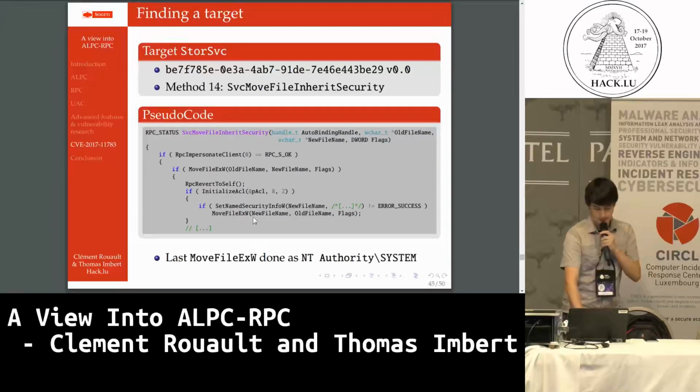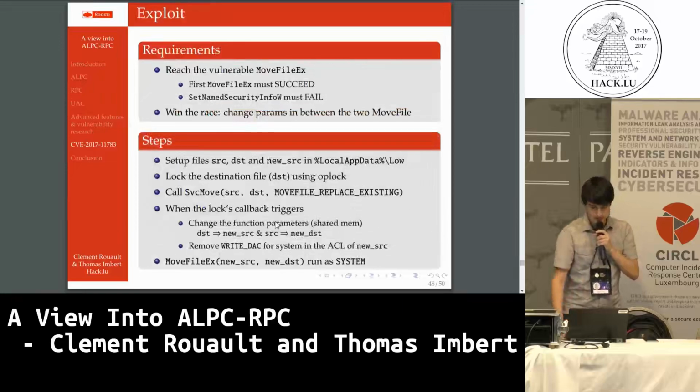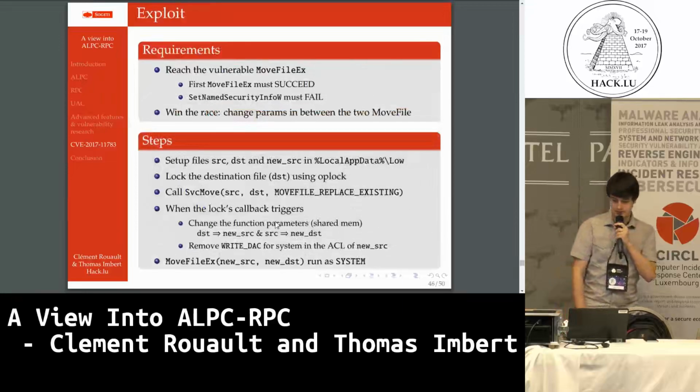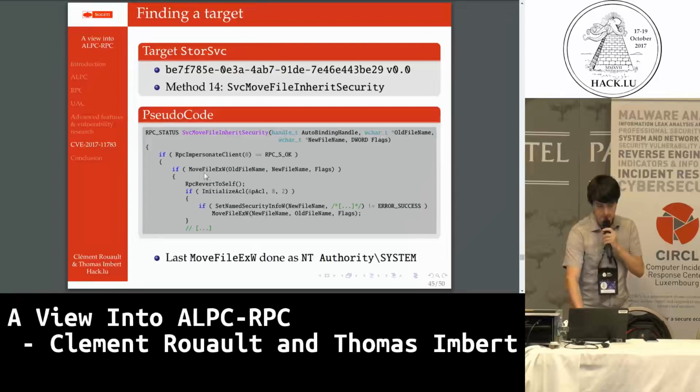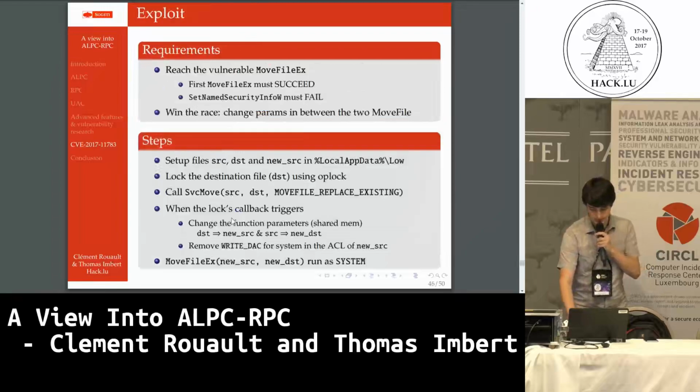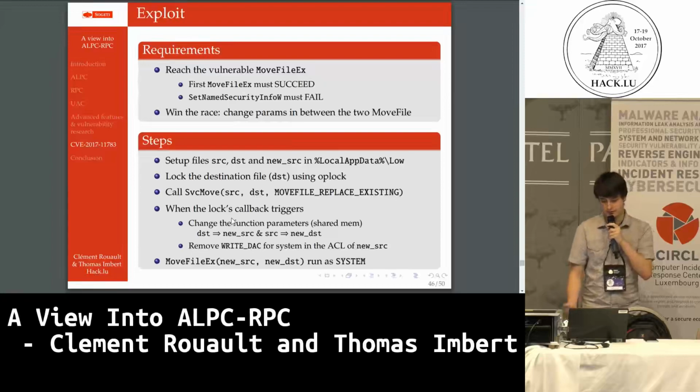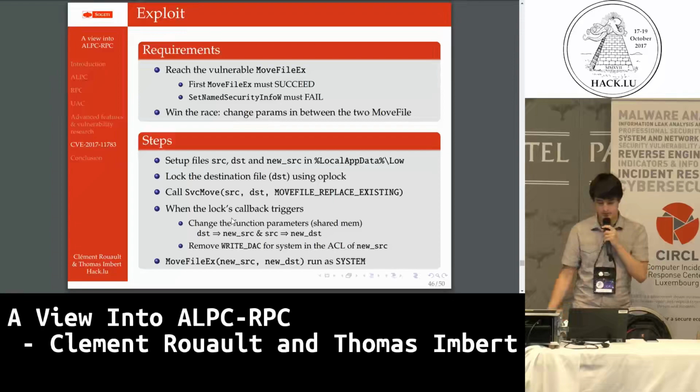So if we are able to reach this MoveFile and to change the parameters, the new file name and old file name, using our shared memory vulnerability, we will be able to move any file to anywhere in the system. So the requirements for the exploit are to reach the vulnerable MoveFile. This means that we need the first MoveFile to succeed and the SetNamedSecurityInfo to fail. We will modify the ACL of the new file name in order to make the SetNamedSecurityInfo fail. And we need to win the race.